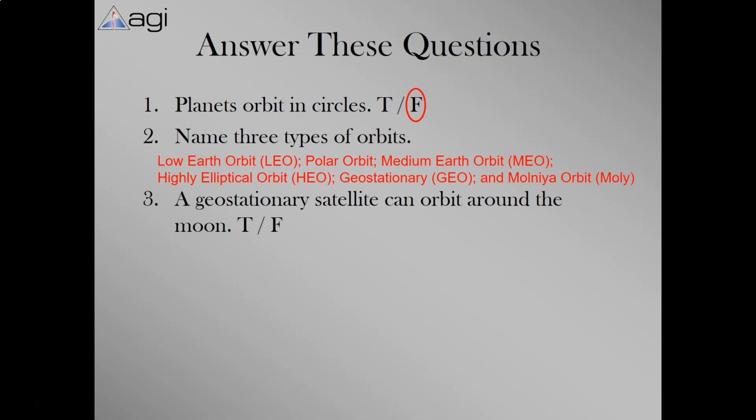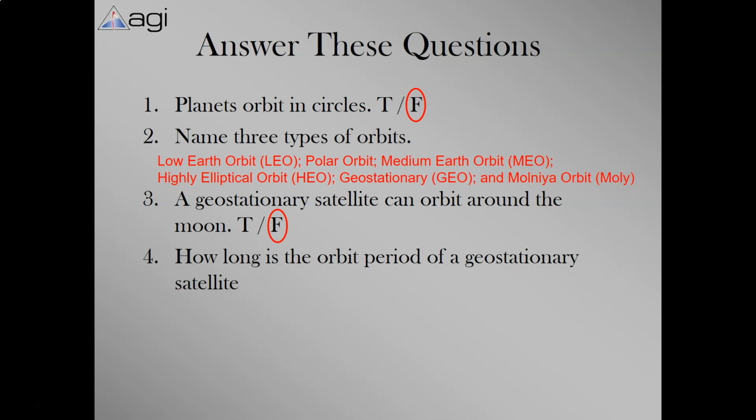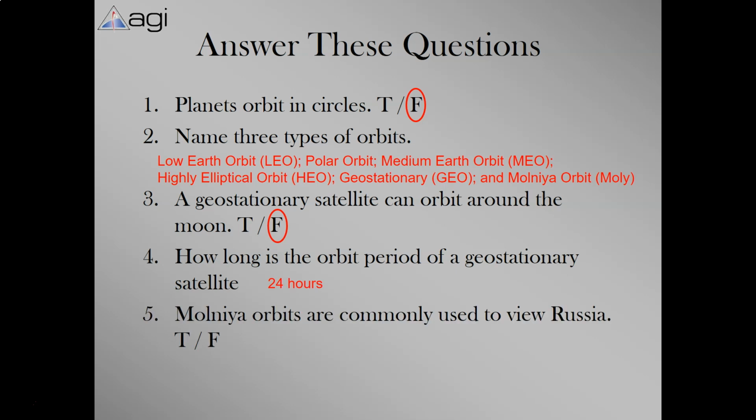Number 3. A geostationary satellite can orbit around the moon. True or false? That's false. Geostationary orbits are not that far away. The moon is more around 240 to 250,000 miles away. Number 4. How long is the orbit period of a geostationary satellite? 24 hours. Number 5. Molniya orbits are commonly used to view Russia. True.